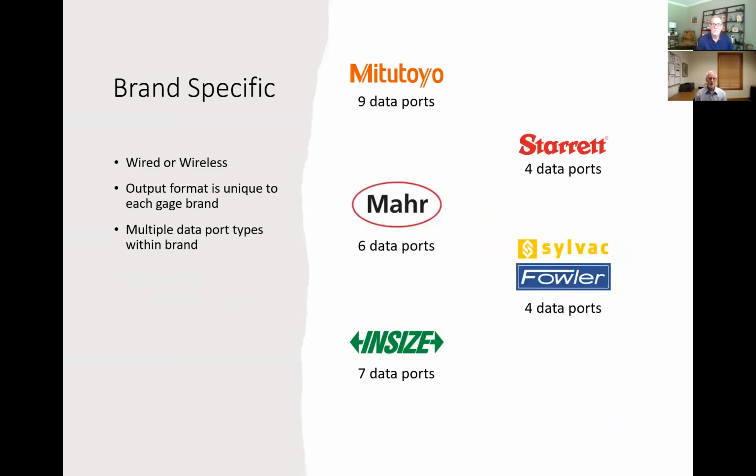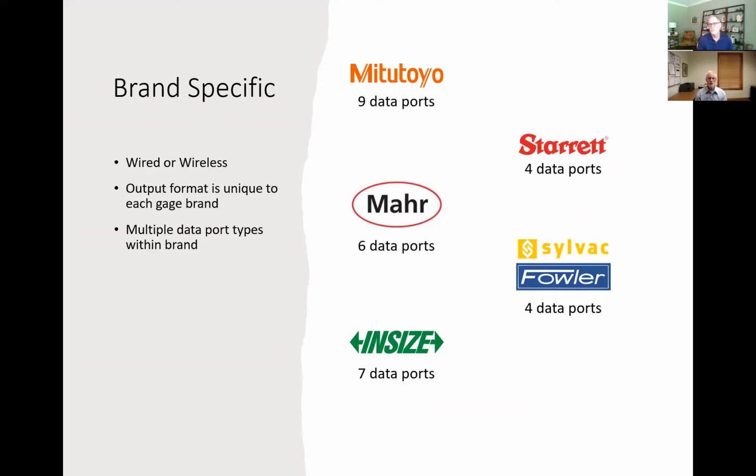One of the most common things we run into is what I call brand specific. Each manufacturer of gauges has their own format. So Mitutoyo has theirs, Starrett, Mar, Fowler, Sylvac, Insize, they all have their own formats. Our products are designed to essentially be the interpreter for these outputs. We can make any of these connected via wired or wireless solutions. As I mentioned, the format's unique to the gauge device.